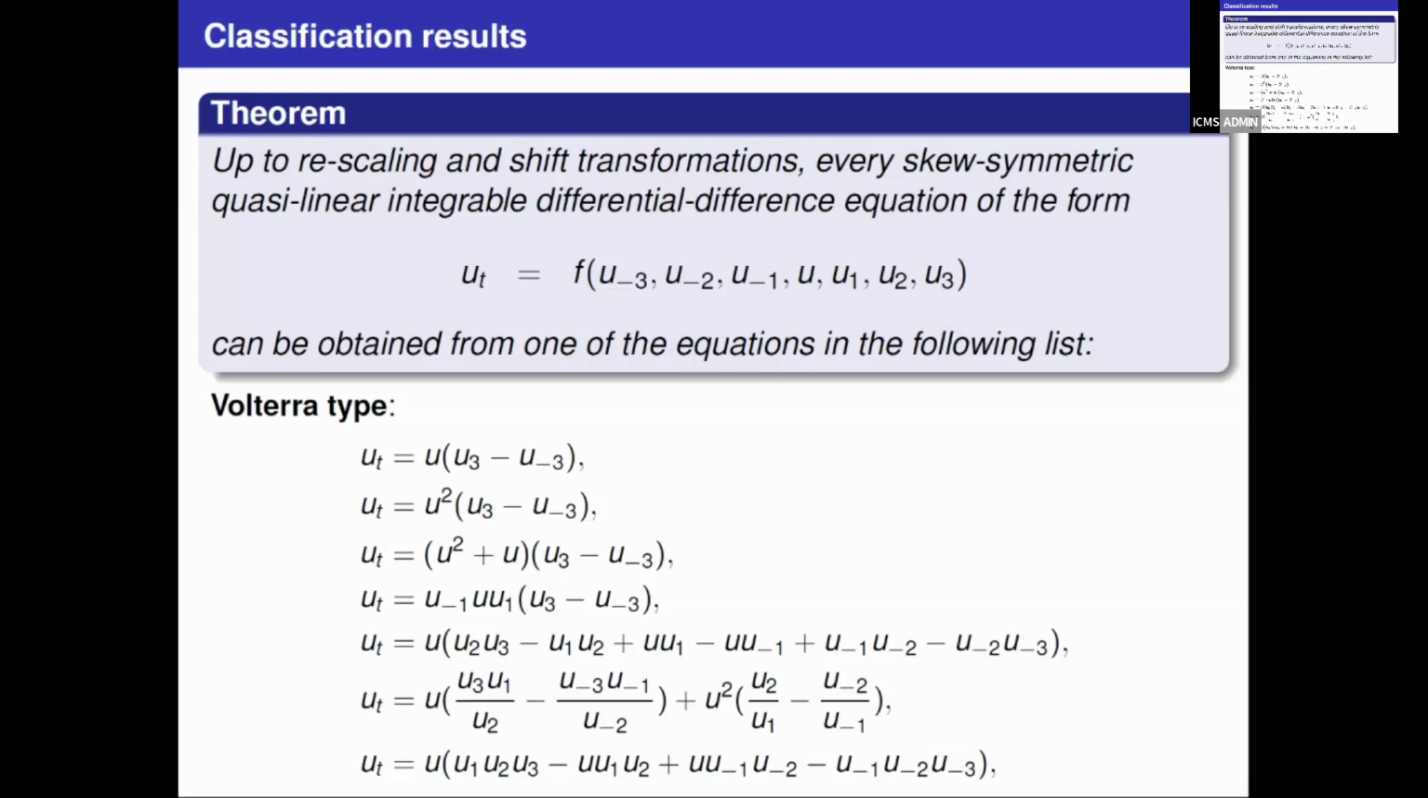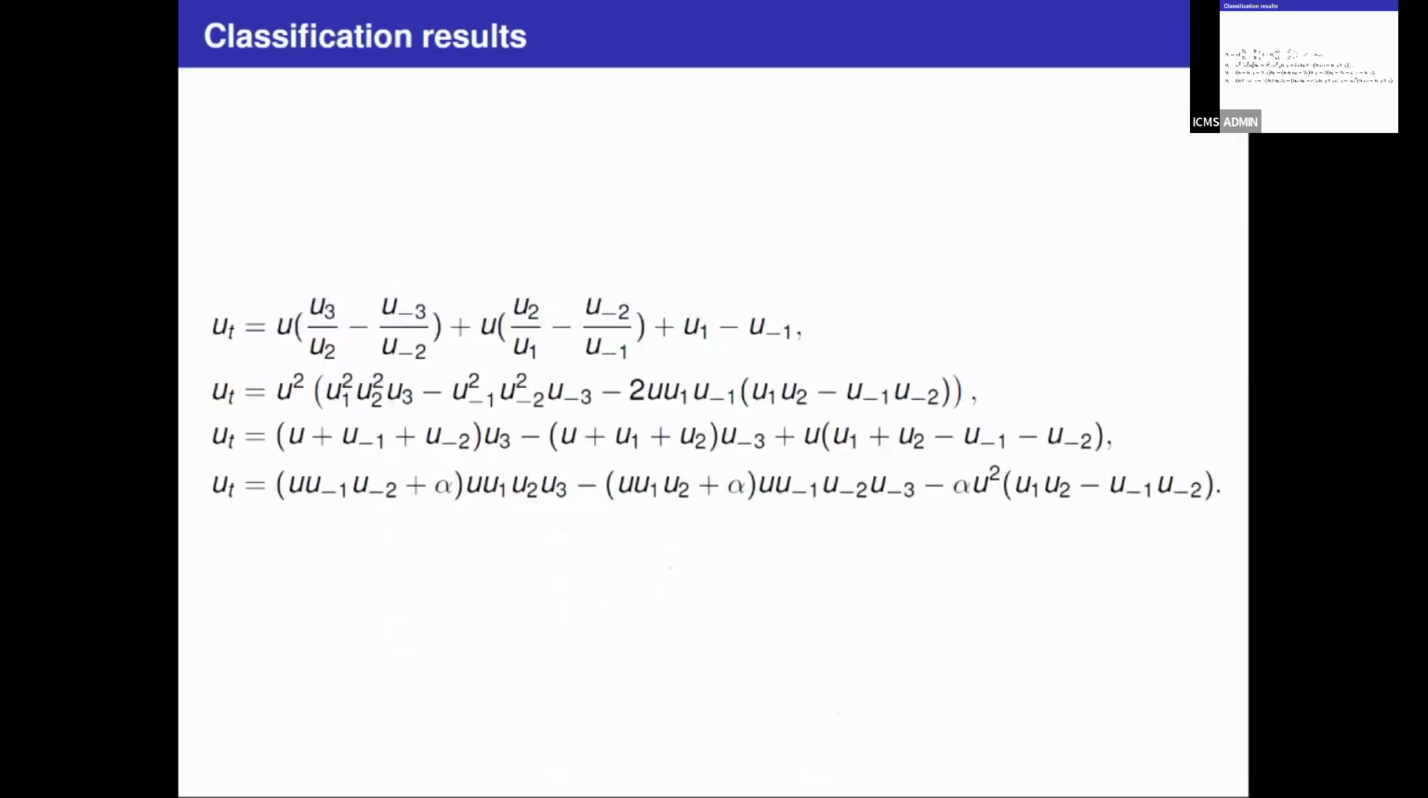So this is the classification of quasi-linear, skew-symmetric, third order -3, 3 equations. They split now into 3 classes. Volterra type. These are abelian Volterra type equations, and now you see rational expressions appear. They don't survive in the non-abelian case. In the non-abelian case, surprisingly, all the equations are polynomial. So these are all the abelian Volterra type equations of order -3, 3.